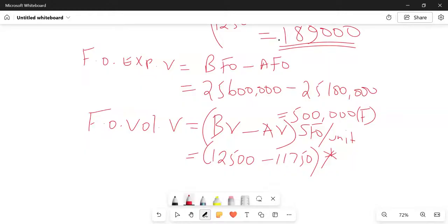I should take something divided by something. I should take what divided by what? I know it will be something divided by 12,500. Because you see, to get standard fixed overheads per unit, we should take the total fixed overheads given in the budget, budgeted fixed overheads over budgeted output.